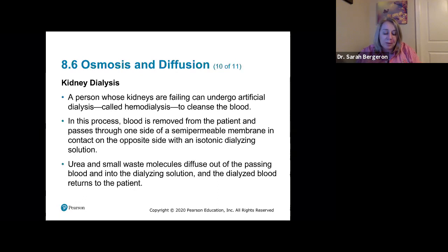And so there are some people who have kidney failure, right? Their kidneys don't function. Well, if your kidneys don't function, your kidneys are not going to filter out the waste particles that should be filtered out. A lot of times they don't filter out the excess water. And so you don't survive for very long if you don't do something. And so what you can do is you can perform hemodialysis, which is blood dialysis, to cleanse the blood.